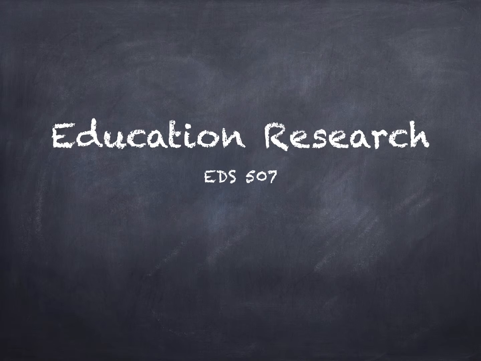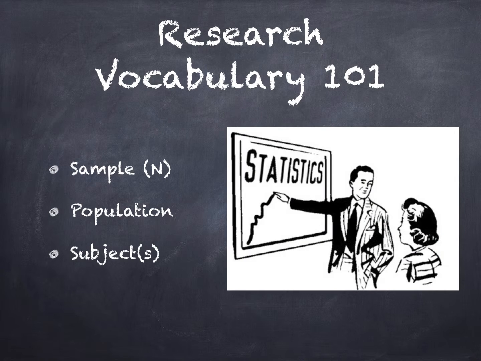The first topic you're going to review this week is education research. And I'm going to give you a basic overview of education research. So just some terms that you need to know when you're looking at education research. You need to know sample, population, and subjects.